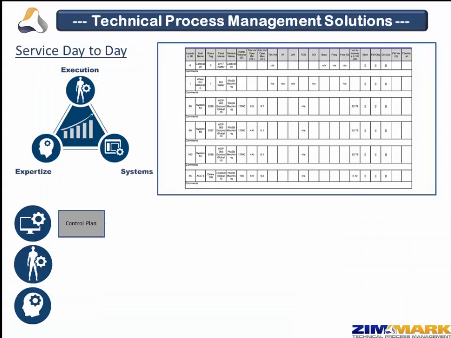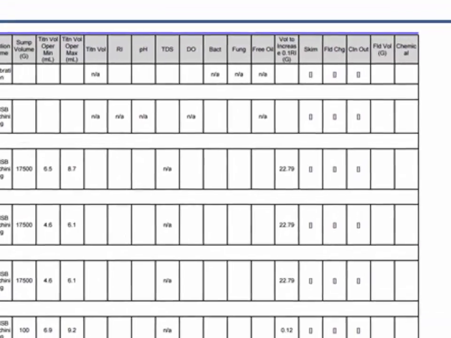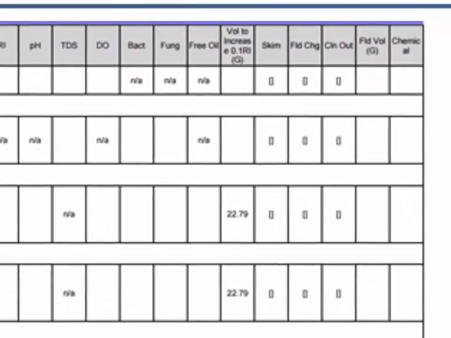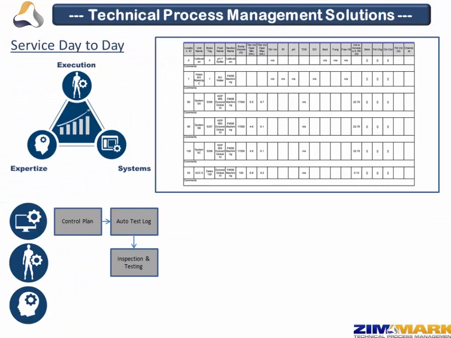The control plan then automatically generates our daily auto test log. This is the test log that our service technicians use to go out into the field to set their inspection and testing frequencies. This auto log is dynamically linked to the control plan itself, and therefore as the control plan is updated, the logs used on the floor are updated and identify the tests that need to be performed as well as the corrective actions that need to be implemented in order to bring the process back within specification.